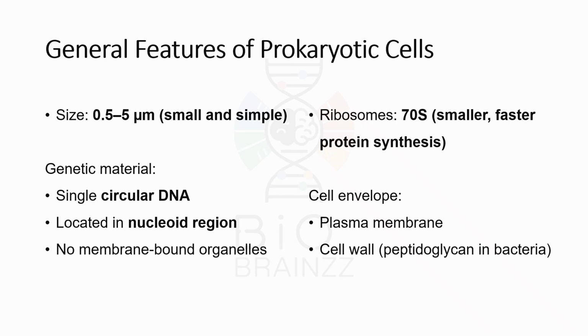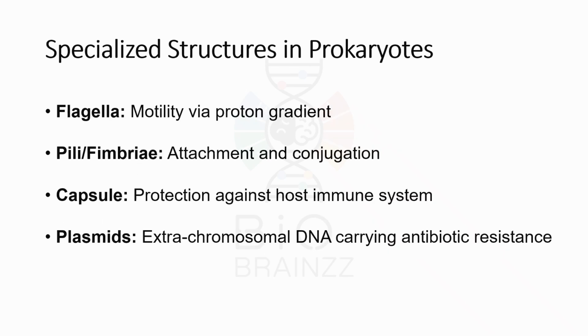Another important point is that prokaryotic cells do not have membrane-bound organelles like mitochondria or Golgi body. They have 70S ribosomes, which are smaller but work faster in protein synthesis. Also, they have a cell envelope, which includes the plasma membrane and a cell wall made up of peptidoglycan in bacteria, which provides protection and shape.